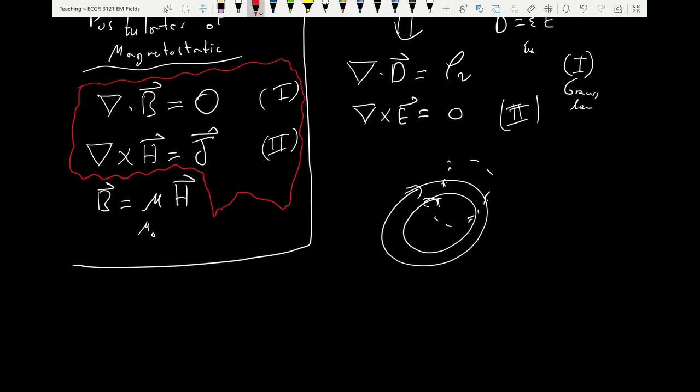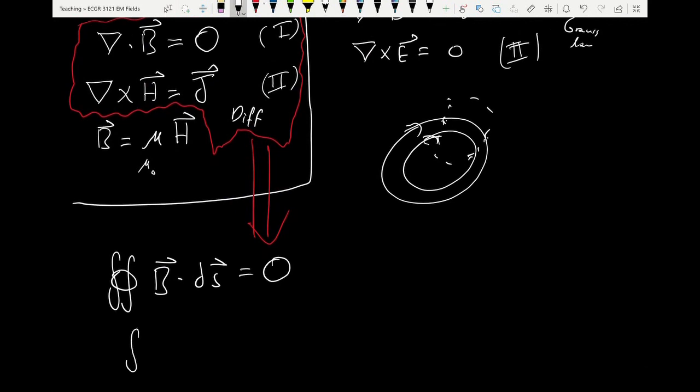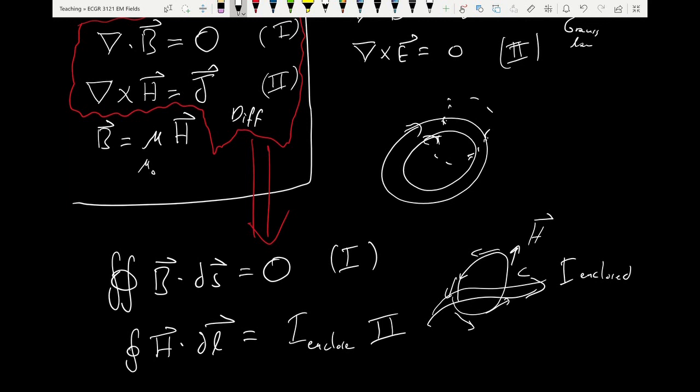Of course, this is the differential form. I can write them in the integral form, which is the integral of B over a closed surface is 0, and the circulation of H over a closed contour equals the I enclosed. If I'm integrating over a closed contour C, the integration of H along the contour is just going to be the total current flowing through the surface embedded in the contour. And this is the integral form of the postulates of magnetostatics.